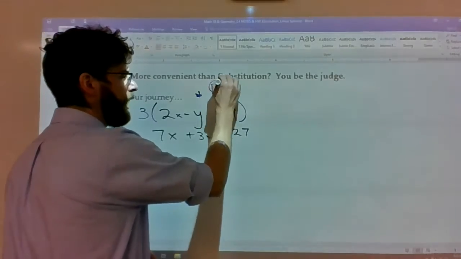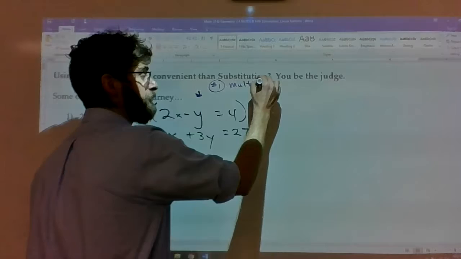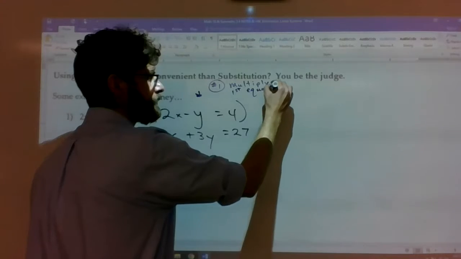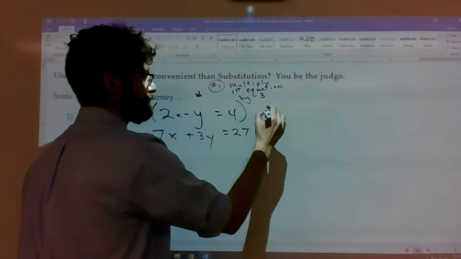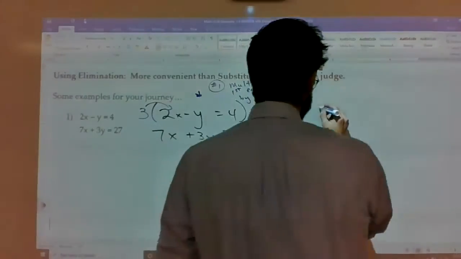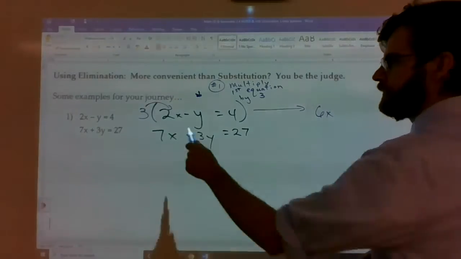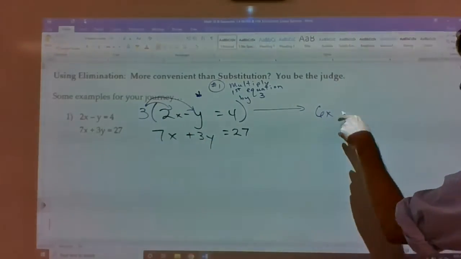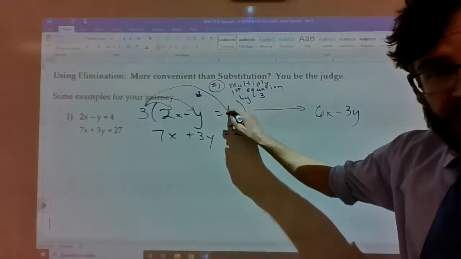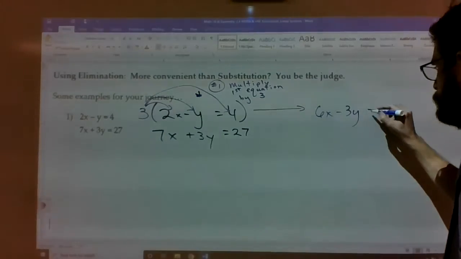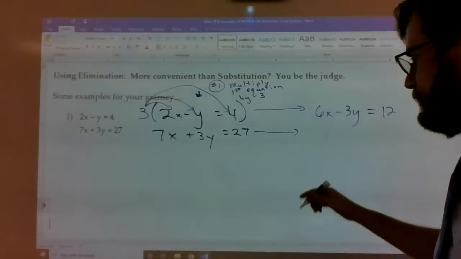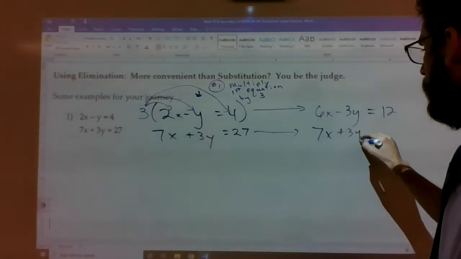So step 1, multiply the first equation by 3 to get the y's to be the same. So that creates a 6x minus 3y. Make sure you multiply both sides by that 3, okay? That equals 12. And everybody in the second equation, nothing changes. So I'm just going to rewrite it as 7x plus 3y equals 27.